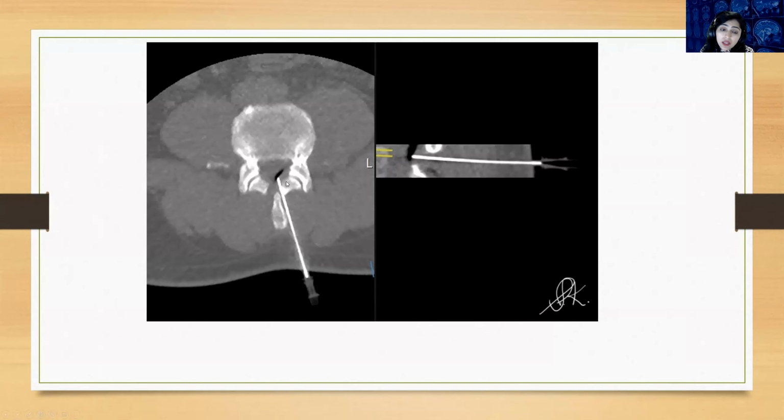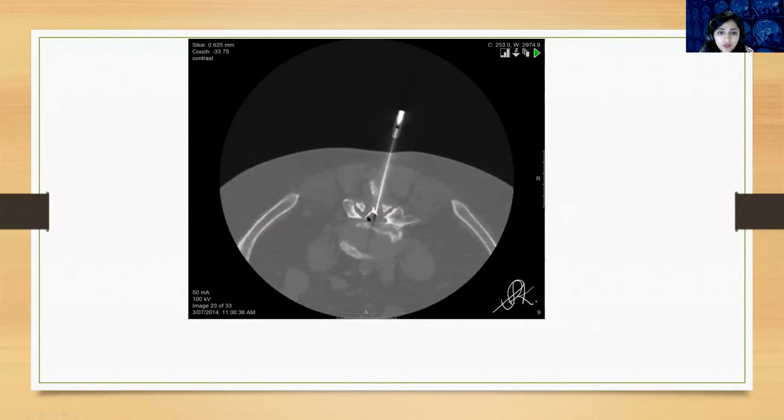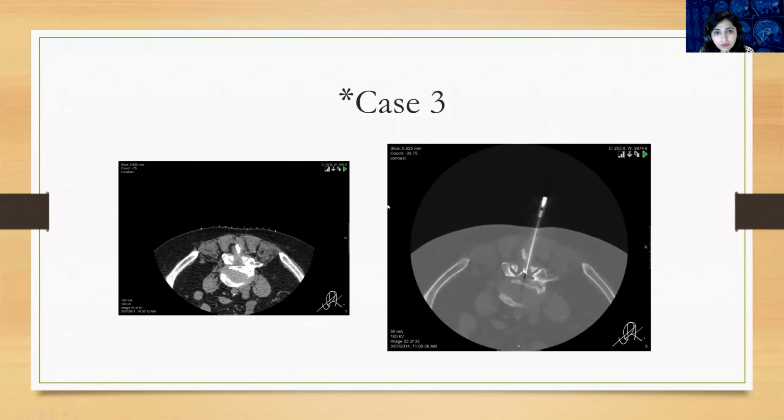Some people don't use the CT contrast. Some people use air as a contrast. Even one of our radiologists uses air as a contrast. They push a little bit of air, and the air outlines the epidural space, and then they inject. So this is the CT contrast outlining the epidural space. This is again an epidural injection, with CT contrast outlining the space.